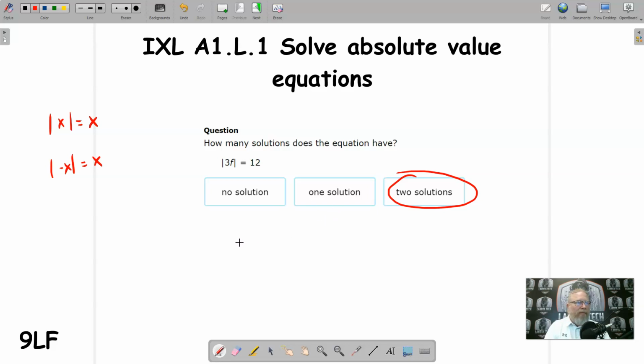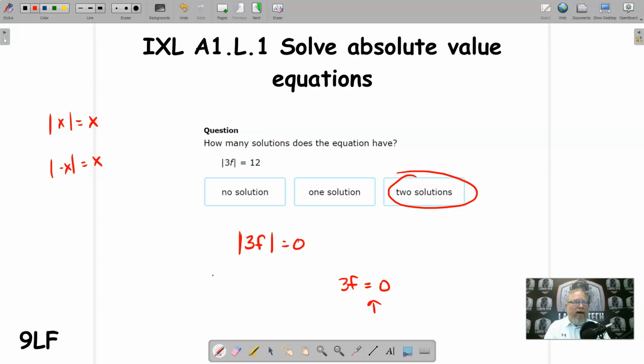Well, what if I had the absolute value of 3f equals 0? I would try to create 2 separate equations from that: 3f equals negative 0, and 3f equals positive 0. Is there such a thing as negative 0? Even if we did this, we would end up with f equal to negative 0. That just doesn't seem to make sense. Since there's no such thing as a negative 0, we end up with just 1 answer in a situation like this.